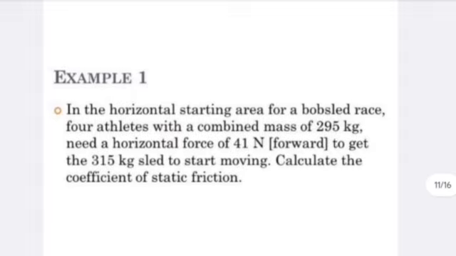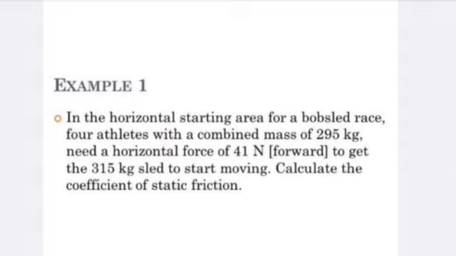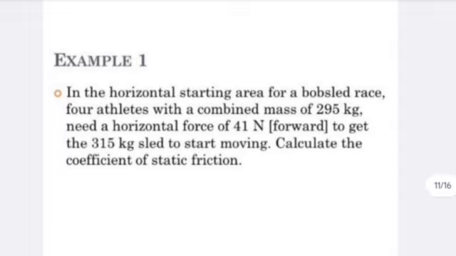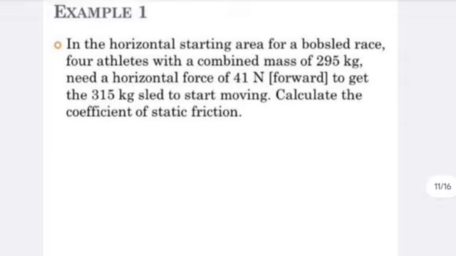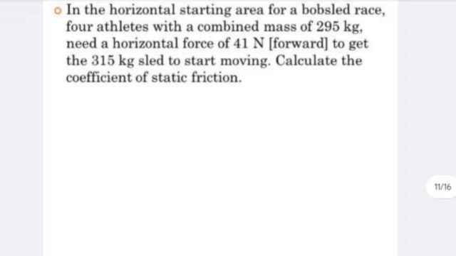Next, we will see numericals. First example: in the horizontal starting area for a bobsleigh race, 4 athletes with a combined mass of 295 kg need a horizontal force of 41 Newton in the forward direction to get the 350 kg sled to start moving. Calculate the coefficient of static friction.